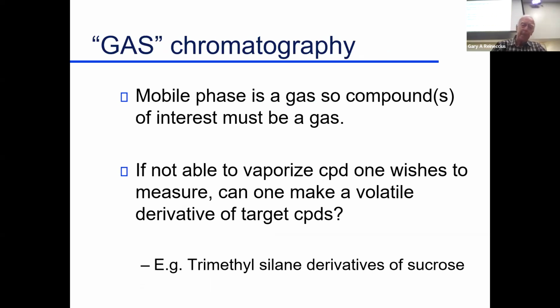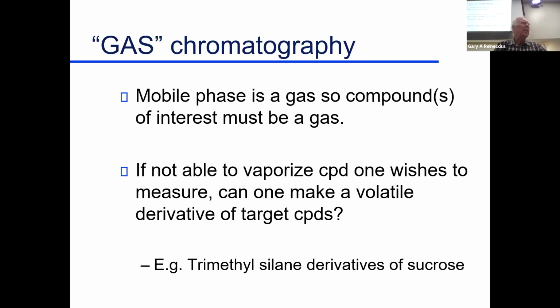Gas chromatography: the mobile phase is a gas. We'll go through what gases there are. There's a difference in gases and how they perform. So your mobile phase is a gas, and your sample must become a gas. So it gets trapped and or moved along by that gas that's flowing through the column. And so you need to be able to vaporize your sample one way or another.